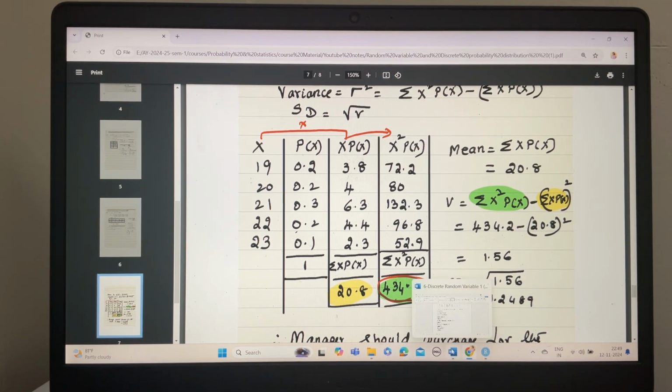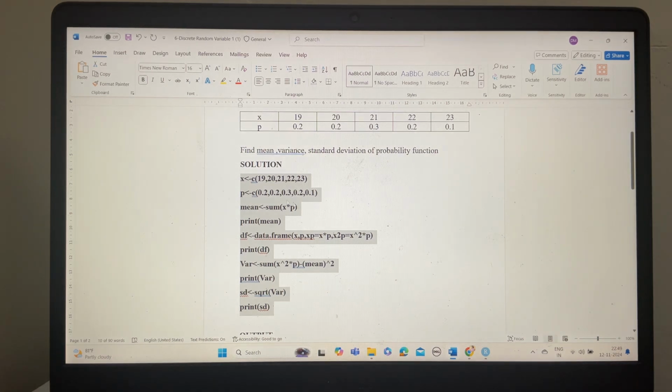Now let us come to the R code of this particular problem. What is the R code? You can start execution by taking the values of x as c of all these random variable values, and their corresponding probabilities are c of 0.2 and so on; you have to type all these values. And then what is the mean? The formula for mean is sigma x into p. So sum of x star p gives you 19 into 0.2 plus 20 into 0.2 plus 21 into 0.3 and so on, that gives you the mean.